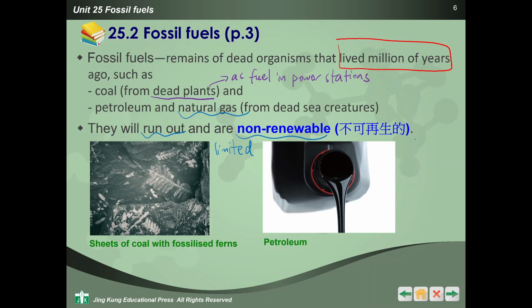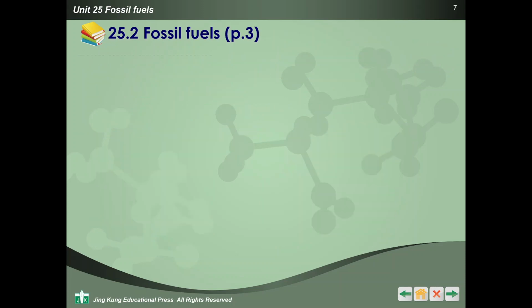But primarily here, I wanted to introduce that fossil fuels have three types or three sources. The first type is coal. It comes from dead plants. The second type, petroleum and natural gas, come from dead organisms. So how exactly does it work?